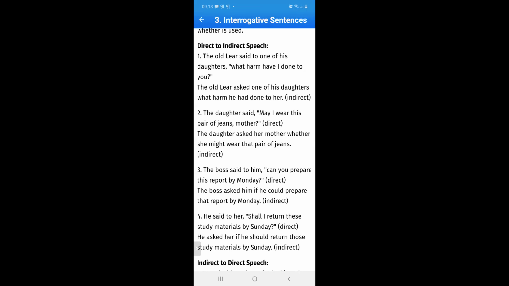The daughter said, "May I wear this pair of jeans, mother?" The daughter asked her mother whether she might wear that pair of jeans. The boss said to him, "Can you prepare this report by Monday?" The boss asked him if he could prepare that report by Monday. He said to her, "Shall I return this study material by Sunday?" He asked her if he should return the study material by Sunday.